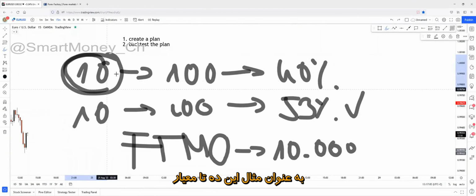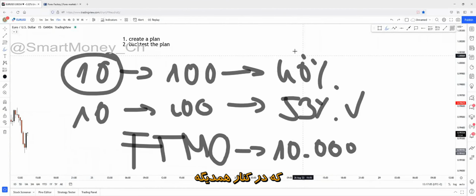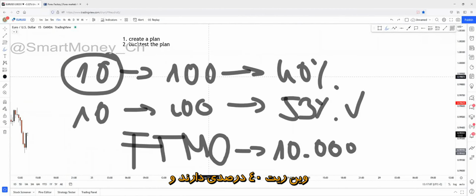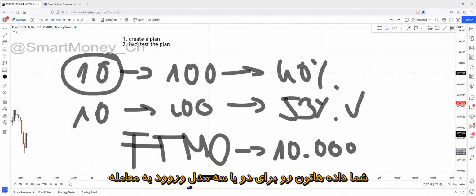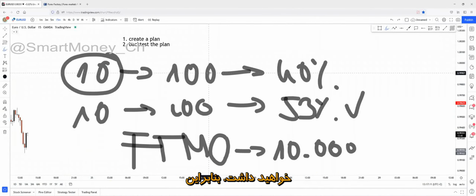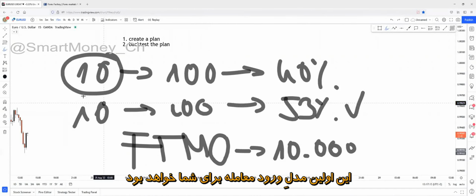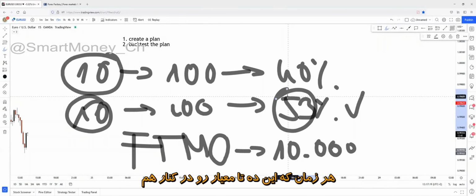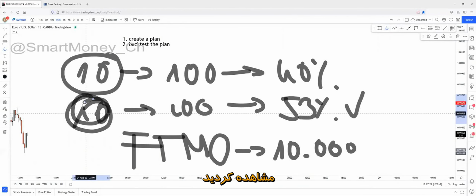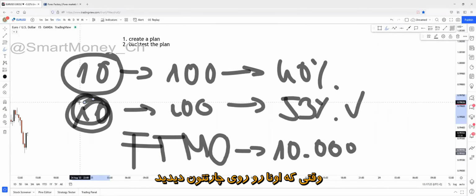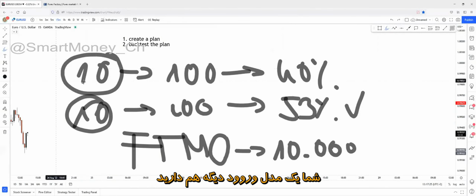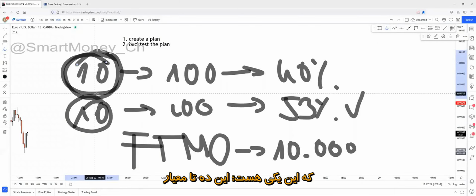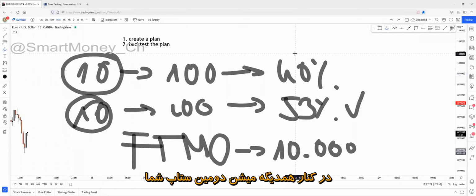For example, these 10 criteria combined together, which have a 40% win rate. And you're going to gather data about 2 or 3 entry models. So this is your first entry model. This is your best entry model that has a 53% win rate. You're going to take these 10 criteria combined together anytime you see this on the charts. Then you're going to have the second entry model, which will be this one, these 10 criteria combined together. This will be your second entry model.